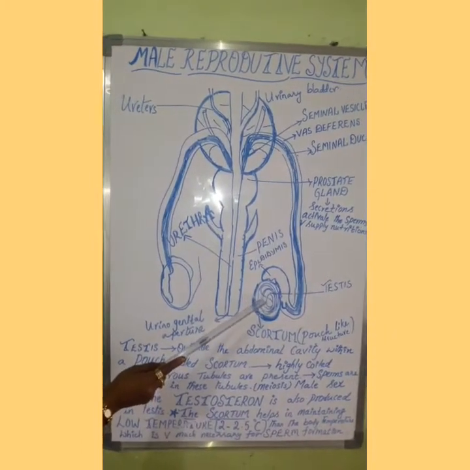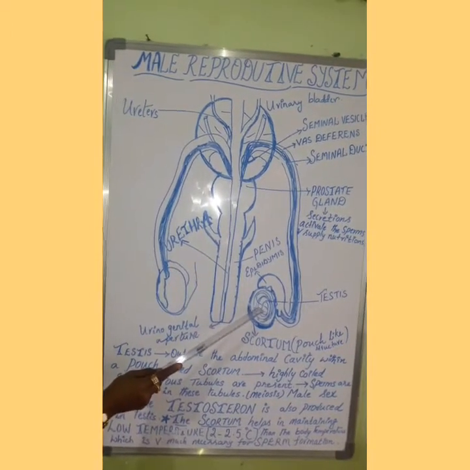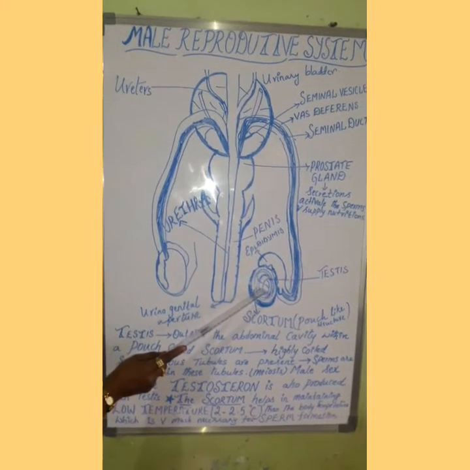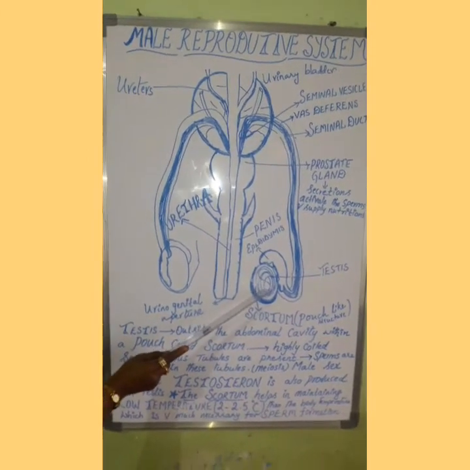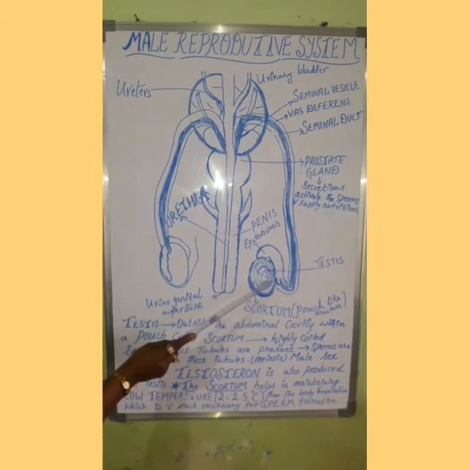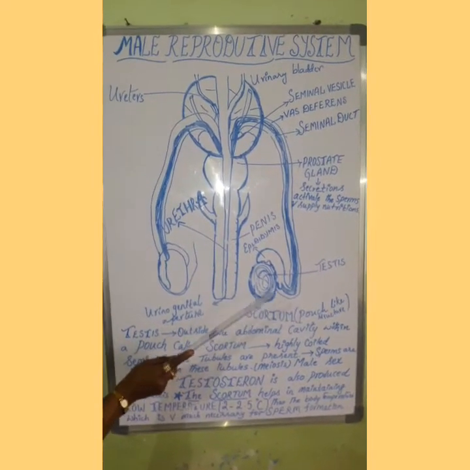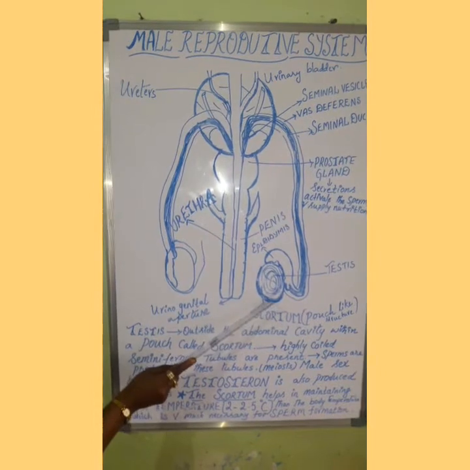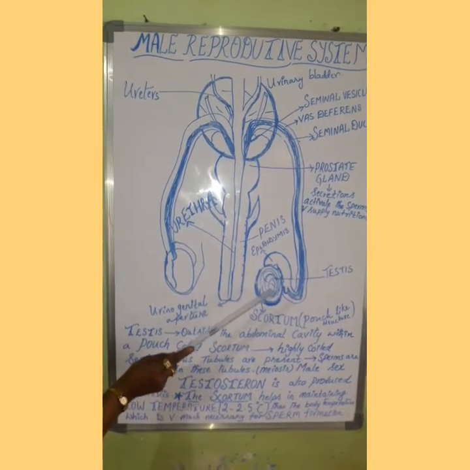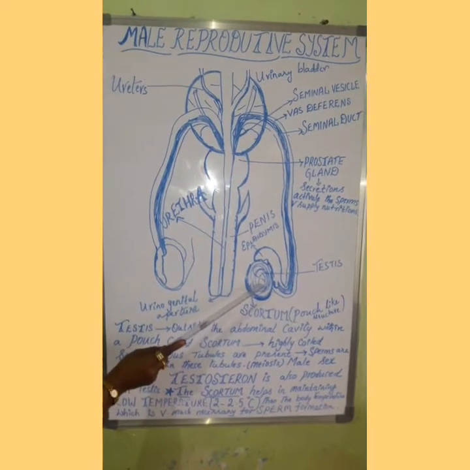Now the question is, why is the testis located outside the abdominal cavity? It's very important to know that the testes are located outside the abdominal cavity within a pouch called the scrotum. As we all know, the scrotum is a pouch which encloses the testis.